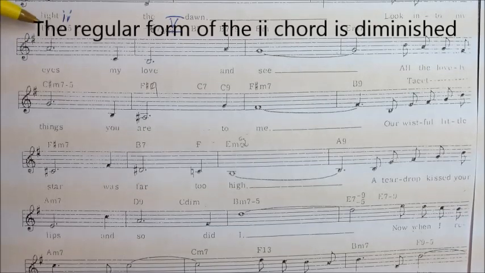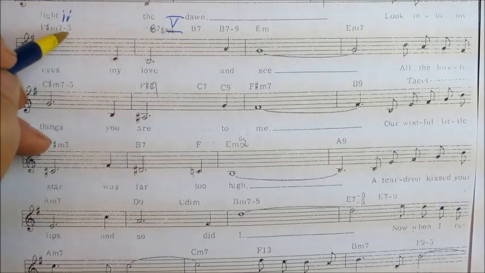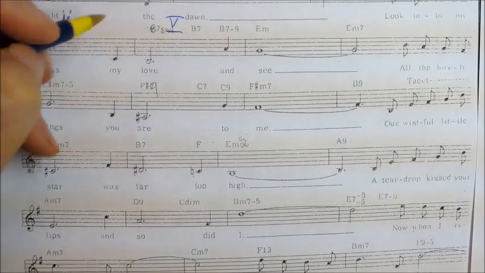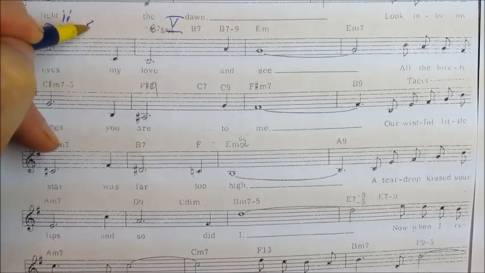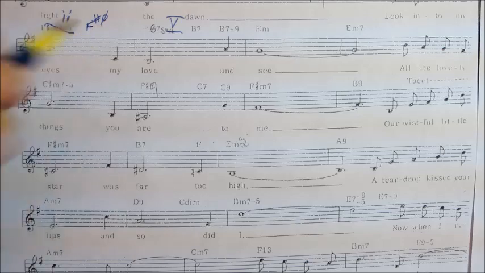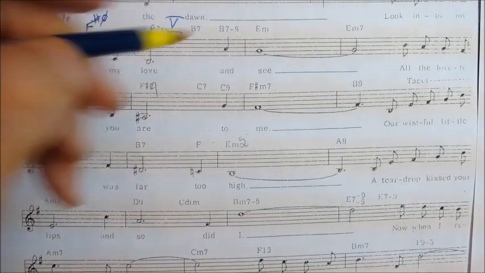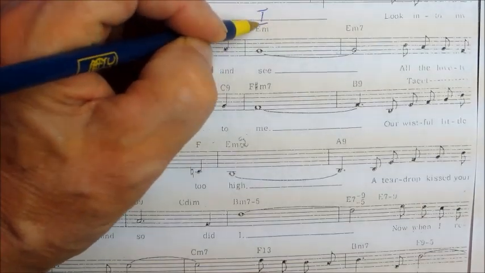Now, the regular form of the 2 chord, the publishers still give us the wrong chord symbol. They say an F sharp minor 7 with a flat 5. Well, if you have a minor chord and you flatten the 5, it is diminished. So that chord should not have been used. They should have actually said it is an F sharp half diminished. So a 2 going to the 5 into the 1 chord.